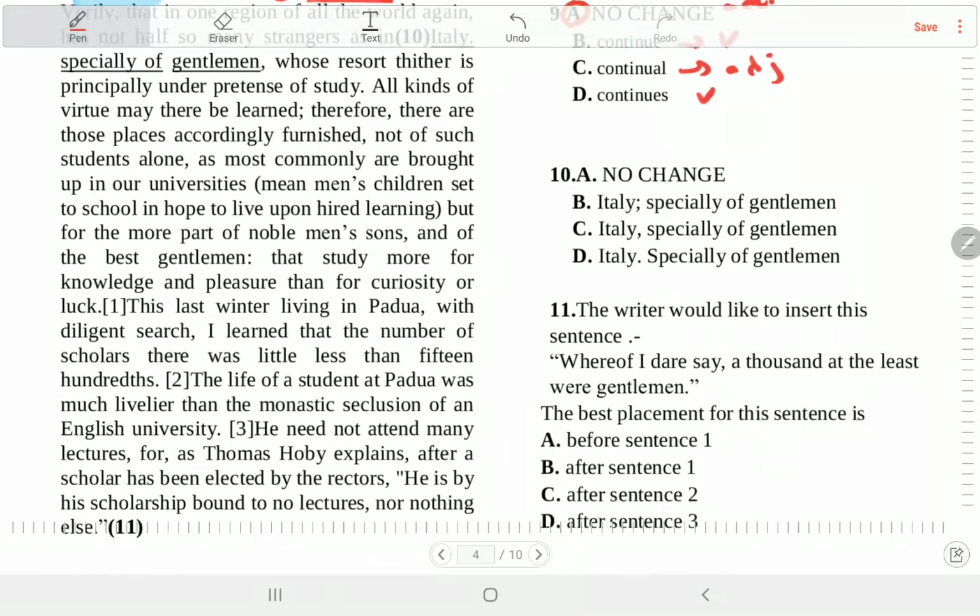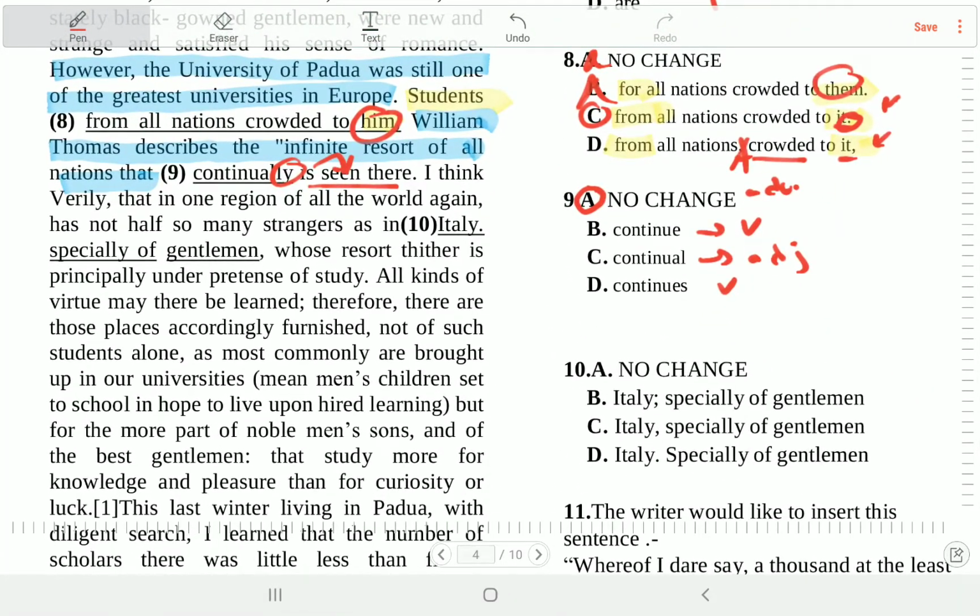Okay, number 10. I think, verily, comma, that in one region of all the world. Of course, don't forget to pause the video and try to answer the question, so that you benefit for the exam. Pause, answer it, and then resume. He says I think verily; all of that is non-essential. So I think verily goes right to verily, has subject to verb. Verily has not so many strangers as in Italy.